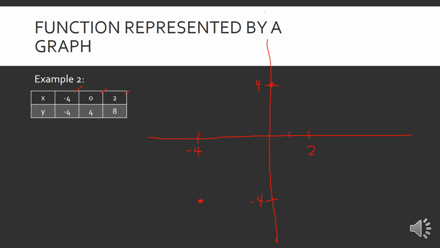And for example, we have our 8 here. So 2 and 8. Then connect the points. So again, if we pass a vertical line anywhere in the graph, it will only touch the graph at one point. So the given set of ordered pairs is a function.